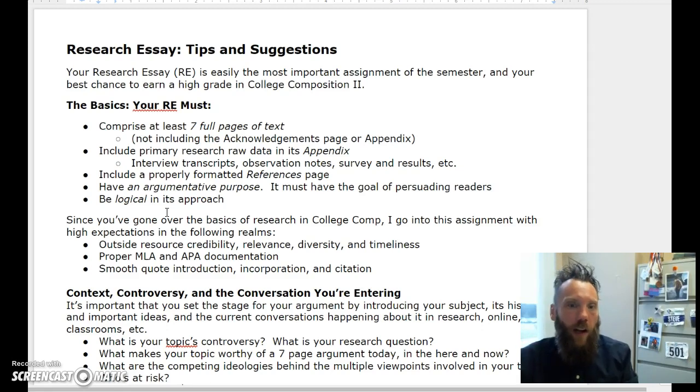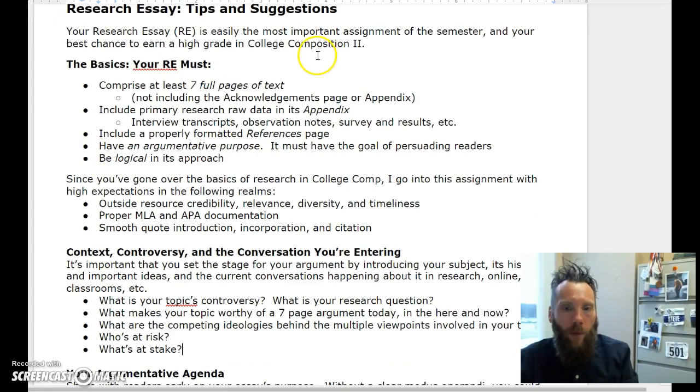So your research essay, this is going to be one of those dumb screencasts where I just kind of talk over a document. But print it out, take notes, figure out your own way to absorb this information. Okay, if you watch my other screencast, you know the basics here. 7 full pages of text, and that means words, not title page, not your references page, none of that cute stuff. And your basic 10, 11 point font, all the usual stuff.